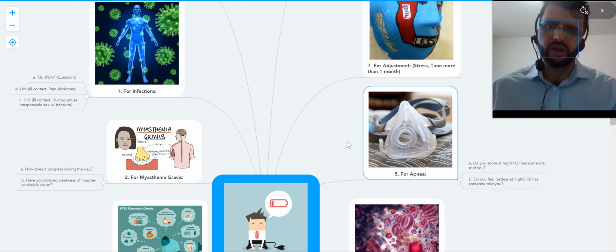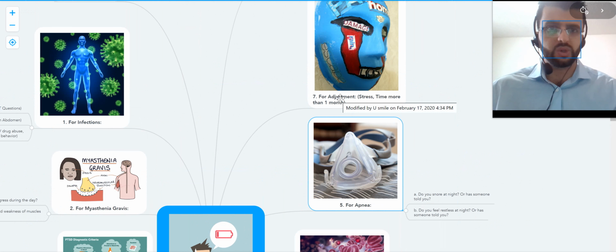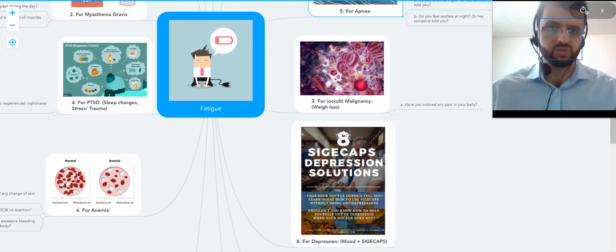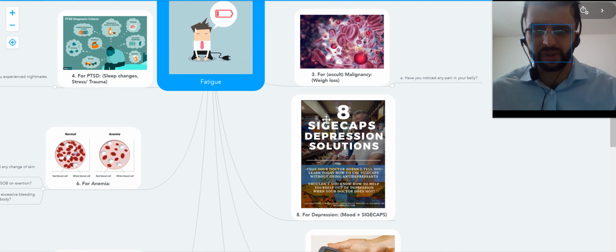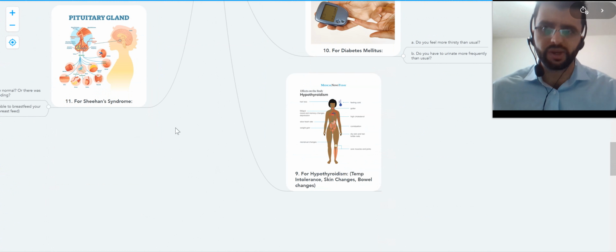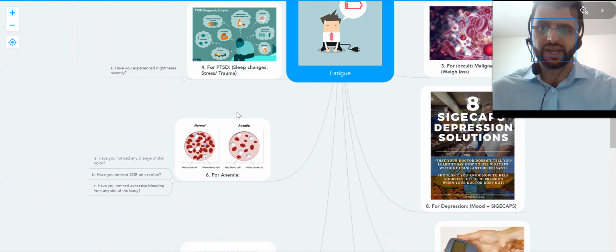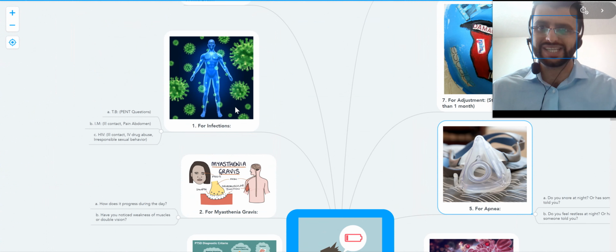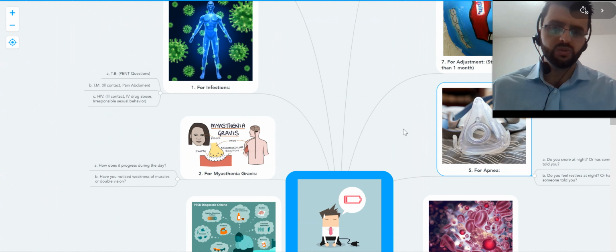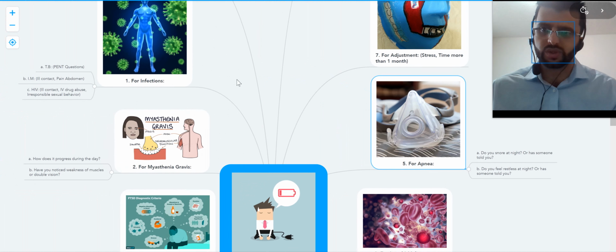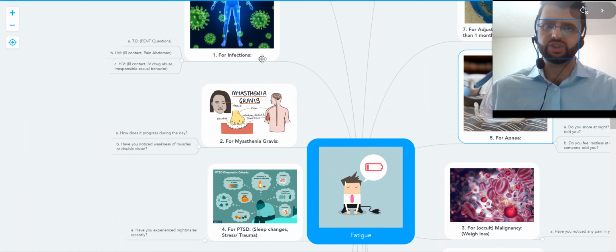So the differentials, what are the differentials? Could be adjustment disorder, could be apnea, which means lack of breathing, obstructive sleep apnea. It could be a cancer, depression, diabetes, hypothyroidism, Sheehan syndrome, anemia, PTSD, post-traumatic stress disorder, myasthenia gravis, and infections. So each of these chief complaints, there are specific questions that we have for each one of them. Okay, so let's talk about infection.